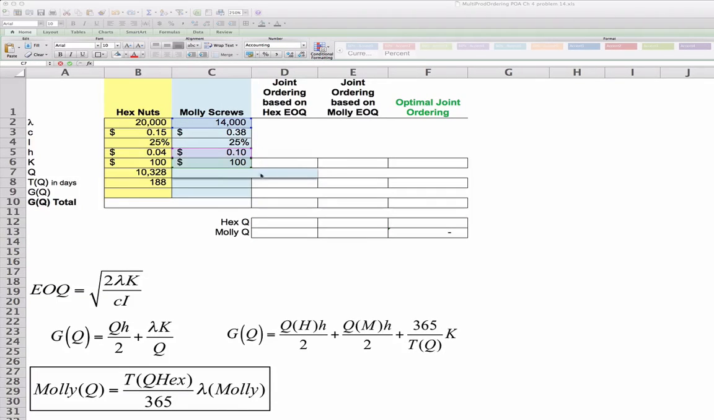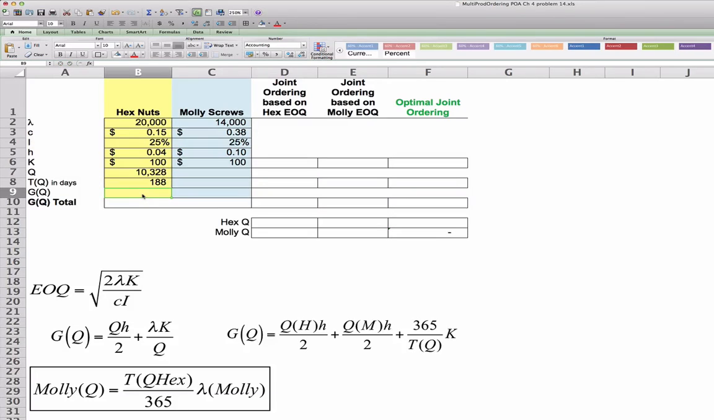What I want to do now is calculate the total cost for hex nuts, which as always is simply the sum of order placement and holding cost. So it would be equal to annual demand divided by Q, that's the number of order placements per year, multiplied by the order placement cost K. Now I'll add that to the holding cost, which is Q over 2 times H. So you see, looking at hex nuts only, I would end up with a total cost of $387.30.